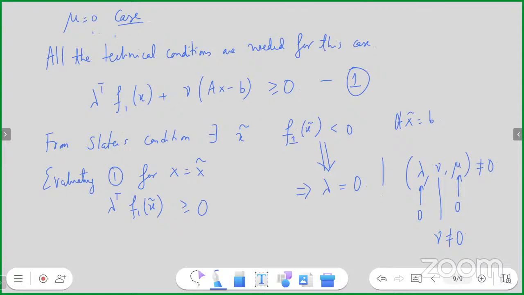Equation 1 is true for all x. So if mu is non-zero, then the coordinates in the new vector must be non-zero. Not all, some of them could be 0. It's not identically equal to 0 always. If you go to equation 1, we have already proven that lambda is 0. We have that mu times Ax minus b is greater than or equal to 0. Now we also have that mu is not equal to 0. What more can we say?